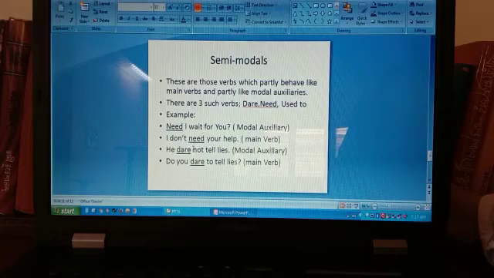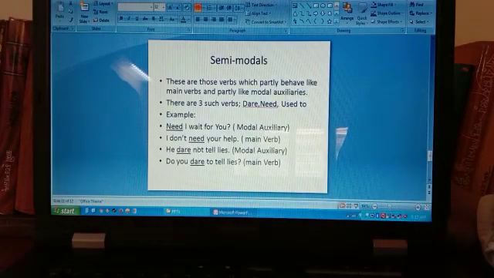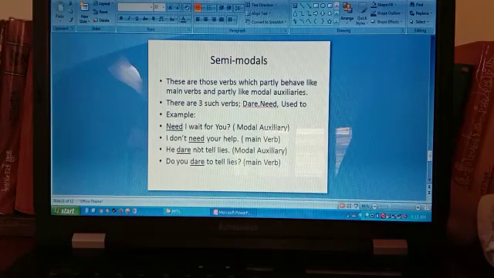Now see here the next example. He dare not tell lies. So dare is used as an auxiliary. The main verb is tell. Whereas in the next sentence, do you dare to tell lies? Here dare is used as a main verb. So these kind of verbs, need, dare and used to, they can be used both as auxiliaries and as main verbs. So today we end here.